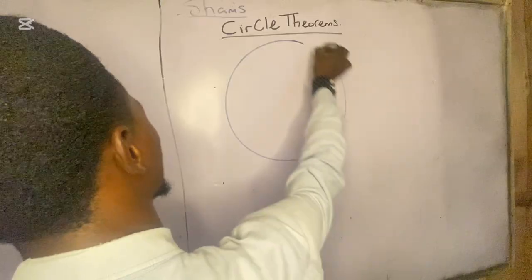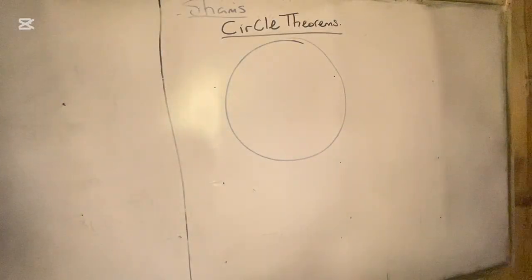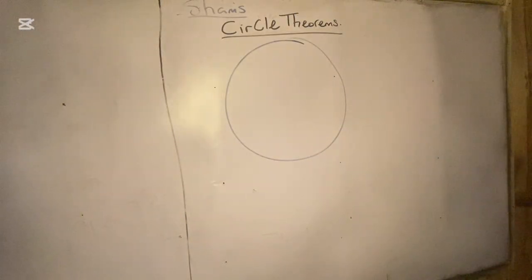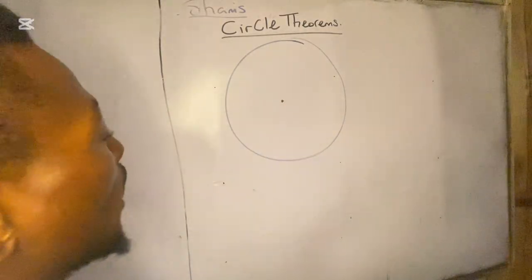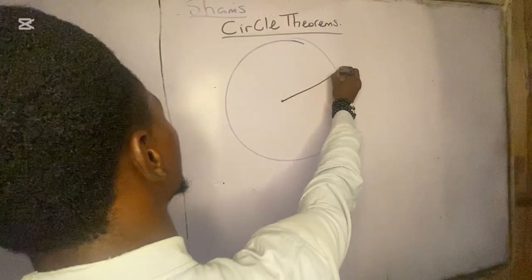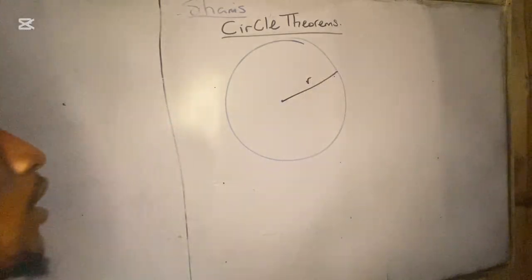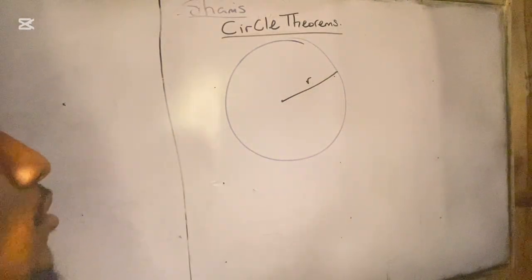But before I start, what's the meaning of circle? We know that a circle is a set of points, or collection of points, in which all points are equidistant from a fixed point called the center. And that equidistance, we call it what? The radius of the circle. Now, from here, let's quickly talk about the properties of circle.